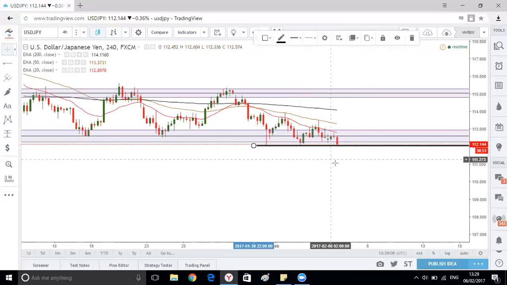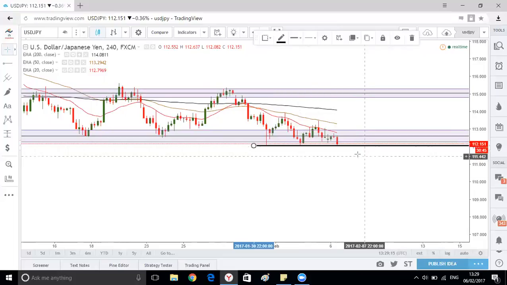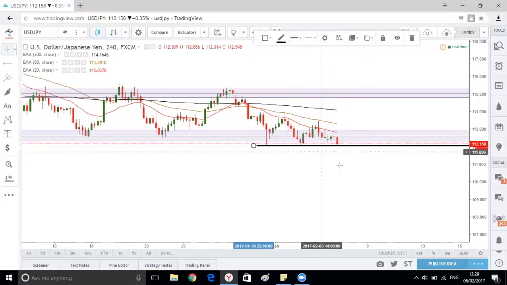If you get a break of this level, this pair is looking to make another lower low below this level. If it makes another lower low, wait for prices to go all the way down, go back up to make another lower high, and that's where your entry will come. So wait for this level to break, let it make a new lower low, let prices make a correction, make a lower high, and that's where your entries will come in.